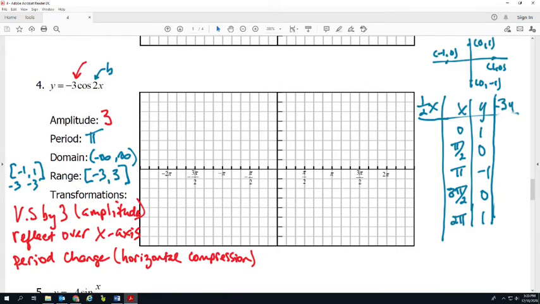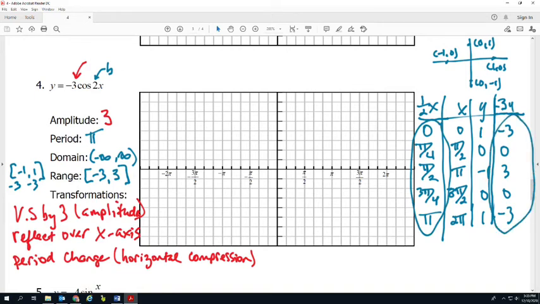Okay, I've set up my table using all of those quadrantals and what the cosine is at each of those angle values. So for the y's, because of that negative 3 in front, we're going to multiply all of our y's by negative 3. So this becomes negative 3, 0, 3, 0, and negative 3. On my x's, remember, anytime it's with x, it's opposite of what you think. So you'll multiply each of your x's by 1/2 because of that 2, that's the b value. So this becomes 0. This is going to become pi over 4. This will be pi over 2. This will be 3 pi over 4, and this will be just pi. So I'm going to plot these x's with these y's. All right, so I'm going to plot some of those.